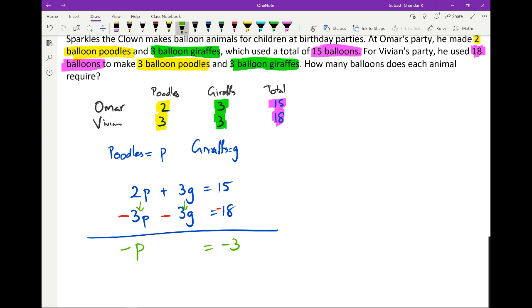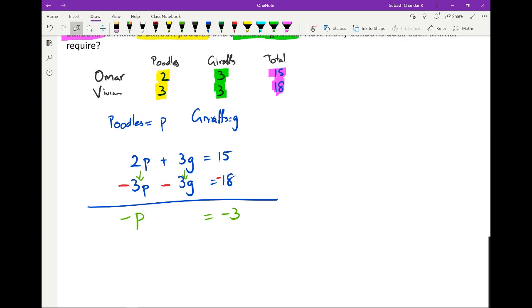Yeah, it was just an easy question that I set up so people can see how to actually do the elimination, and then things can get a bit more crazy after that. So what we got is negative p equals negative 3. Rearranging it, we get p equals negative 3 over negative 1. So p is equal to 3.